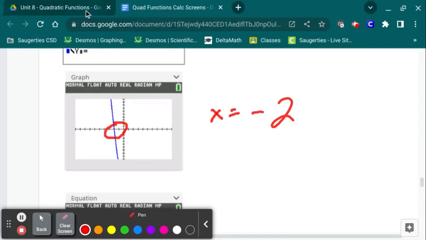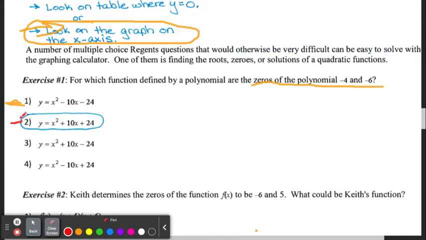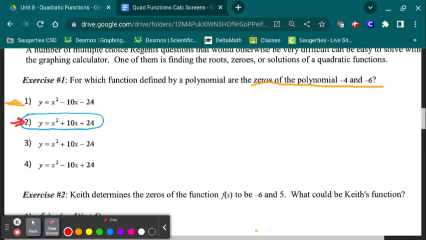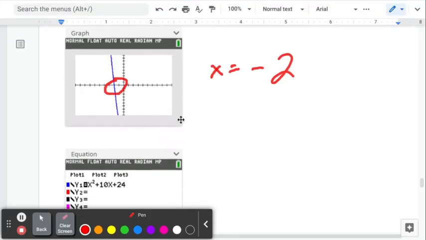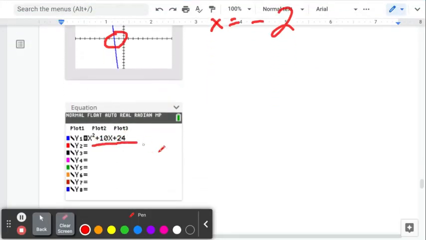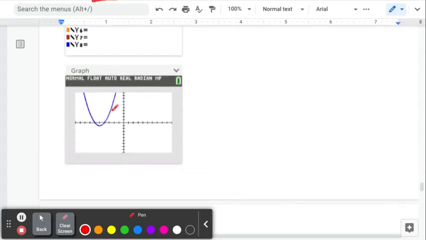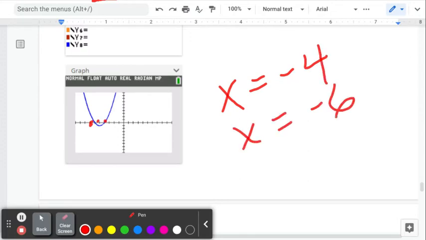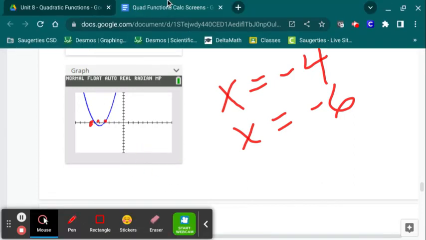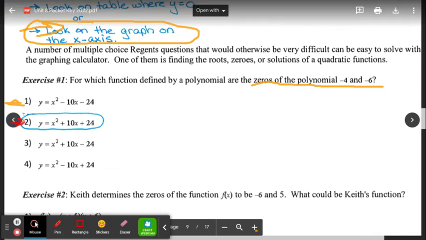So then I tried number 2, which you can see I circled, x squared plus 10x plus 24. So I went back to y equals, and I typed x squared plus 10x plus 24. And then when I hit graph, you can see I got an x-intercept here, and right there. So x equals -4 is 1, and then the other x-intercept is -6. And that's actually what the question wanted. Okay, that's why I circled that one.